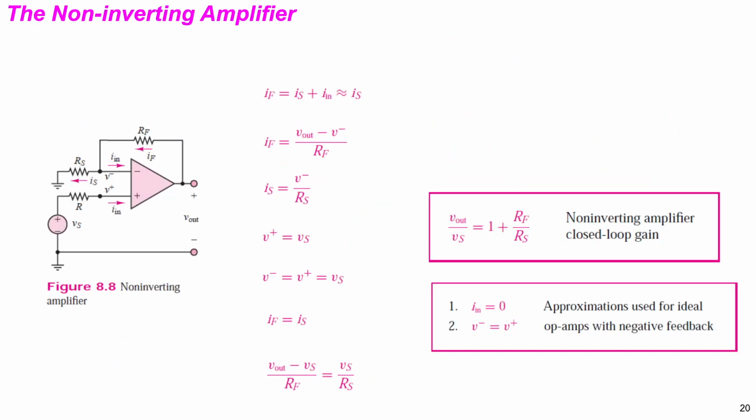Then another type of connection, which we call non-inverting, where the output is not inverted. Again we take negative feedback here, so I in is 0, and V negative is approximately V positive here. Then in this case, we take KCL at this point.